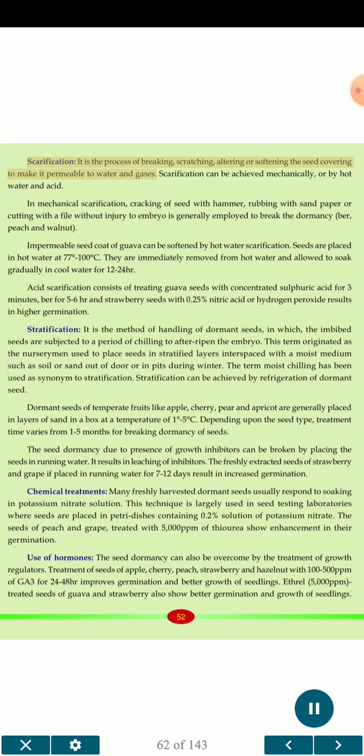52. Scarification. It is the process of breaking, scratching, altering or softening the seed covering to make it permeable to water and gases. Scarification can be achieved mechanically or by hot water and acid. In mechanical scarification, cracking of seed with a hammer, rubbing with sandpaper or cutting with a file without injury to the embryo is generally employed to break the dormancy of ber, peach and walnut.